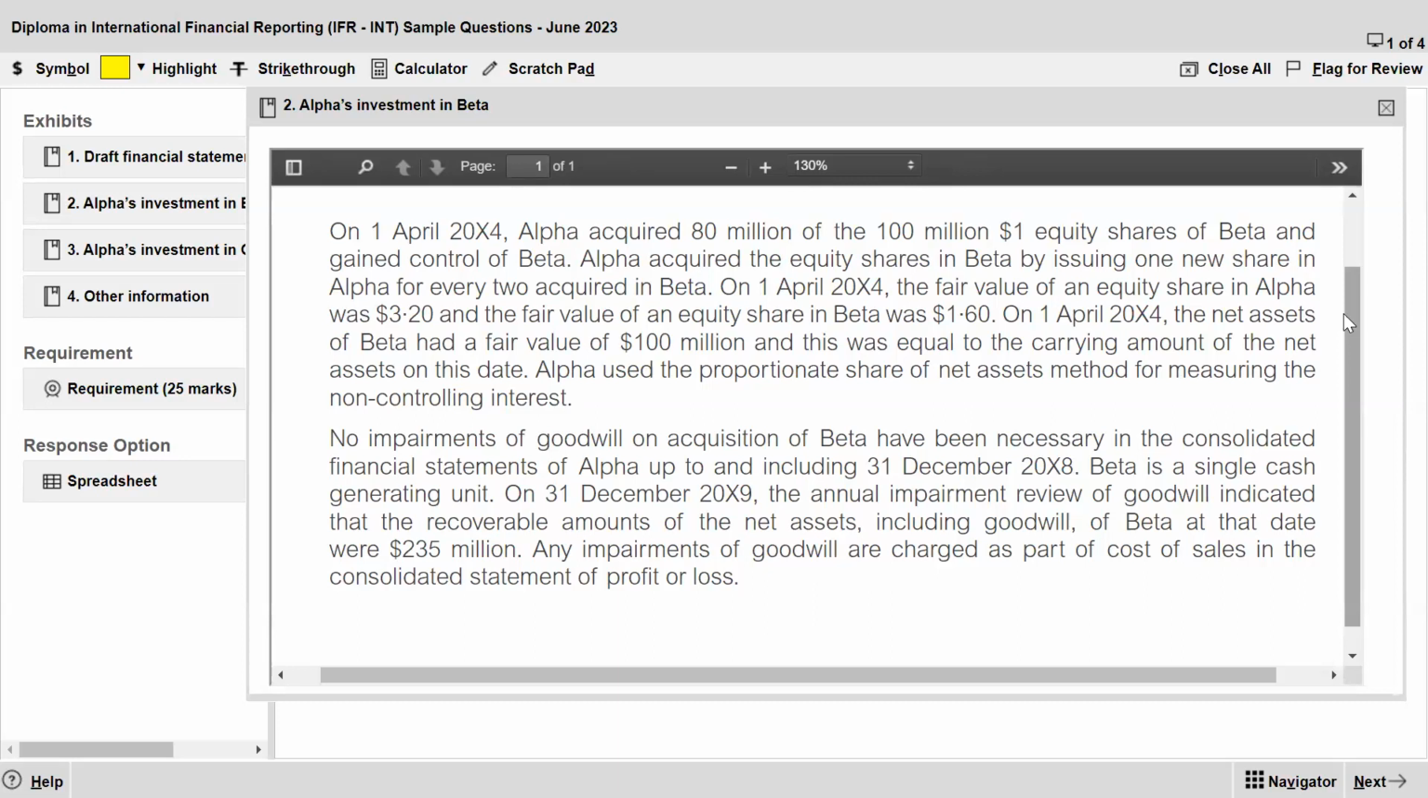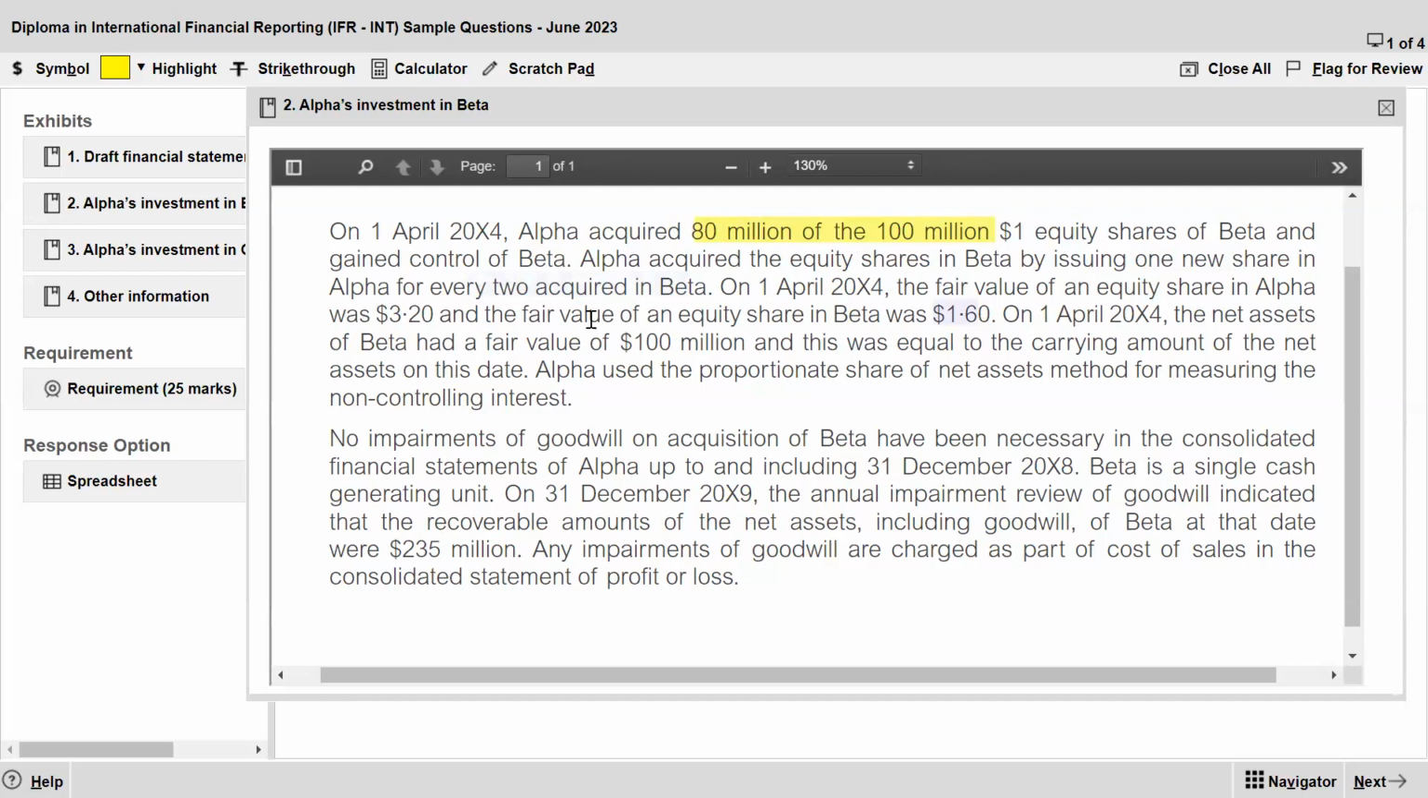Okay, so now what does it say? It says that on 1st of April 2004, Alpha acquired 80 million of the $100 million $1 equity shares of Beta and gained control of Beta. Alpha acquired the equity shares in Beta by issuing one new share in Alpha for every 2 acquired shares in Beta. On 1st April 2004, the fair value of an equity share in Alpha was this, and the fair value of an equity share in Beta was this.